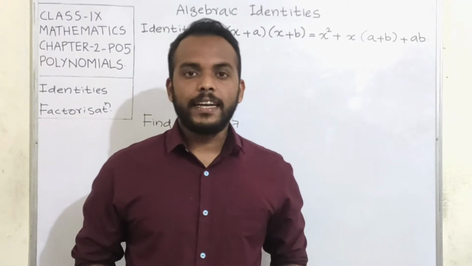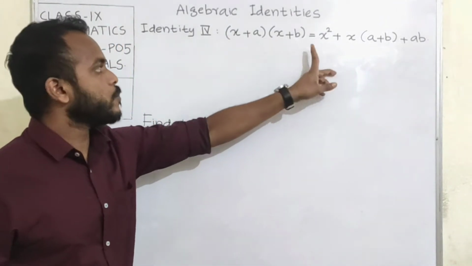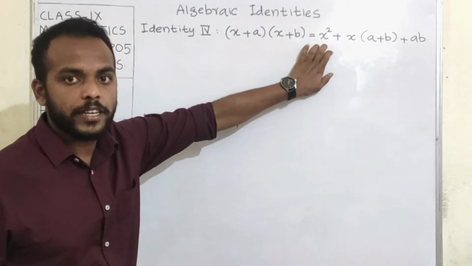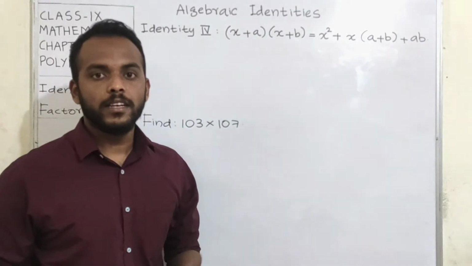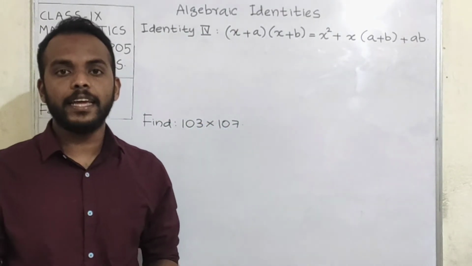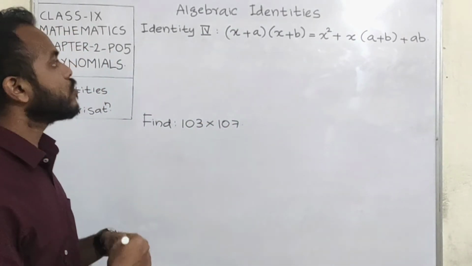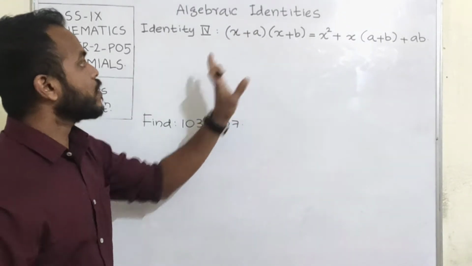That is the advantage of this particular identity. Let us see the fourth identity. Fourth identity says x plus a times x plus b can be written as x square plus x into a plus b plus ab. If you have any doubt in this or in any identity, it's very welcome to try and solve all the identities. I will try to solve this one.